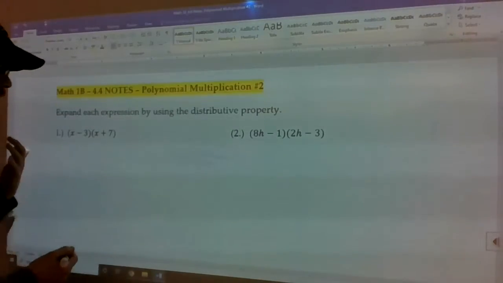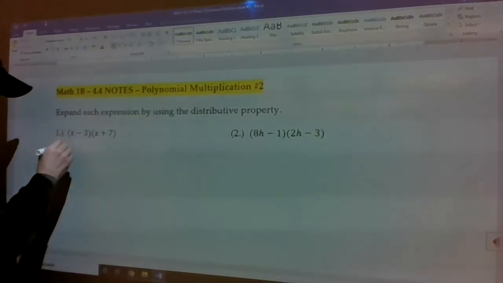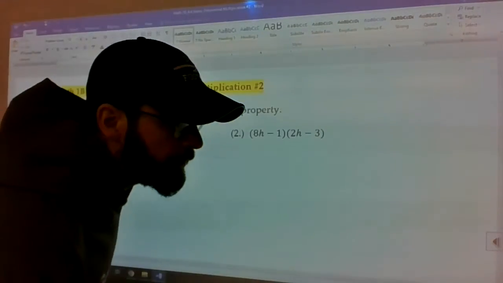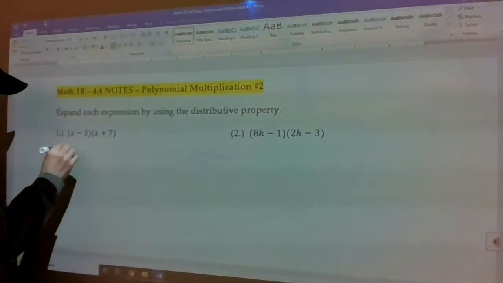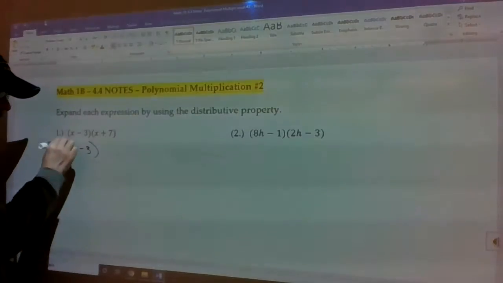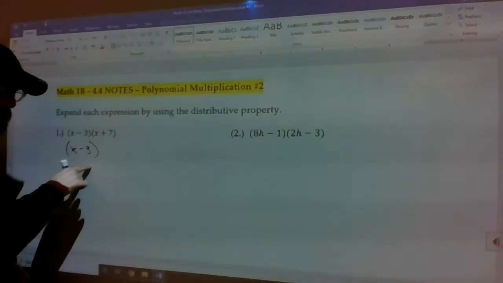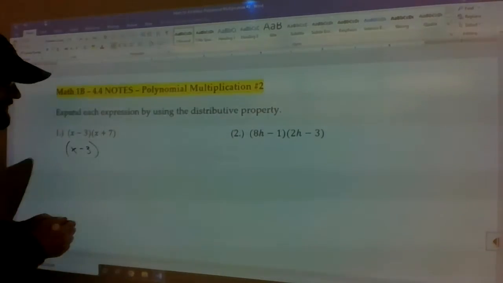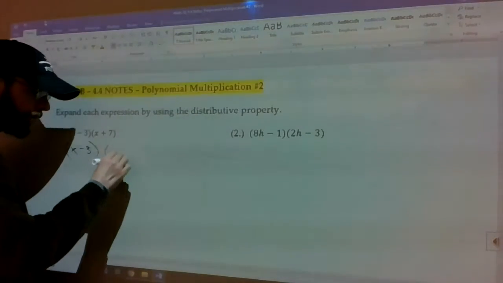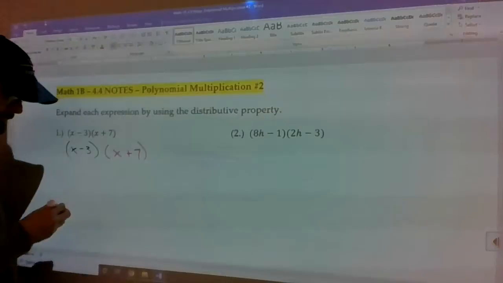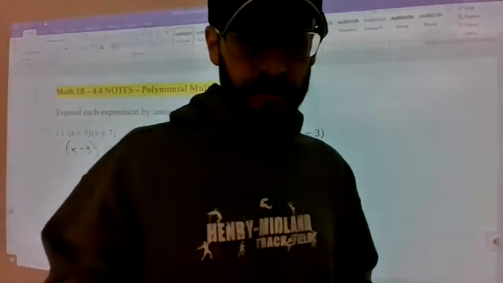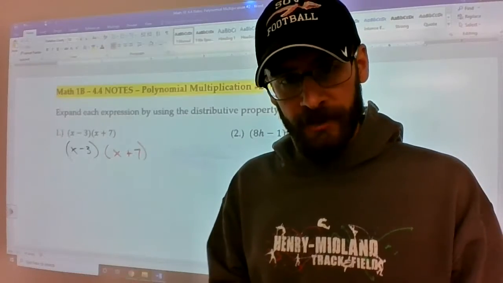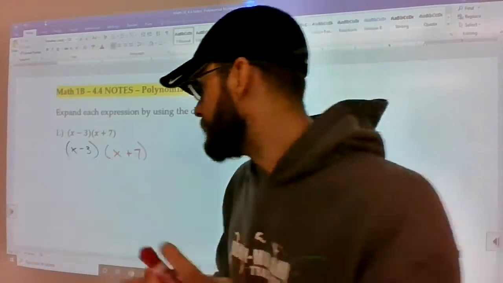Now, the thing with this is, every part of this black ink polynomial needs to be multiplied by every part of the red ink polynomial. All right? Okay, see what's going on here? I got two colors. I got one polynomial in black, one polynomial in red. Here's what we got to do.